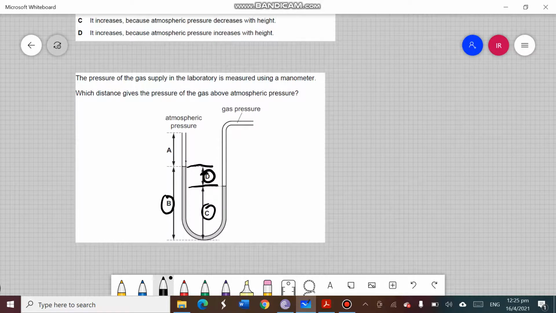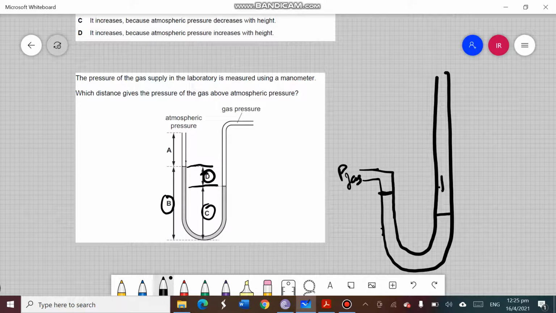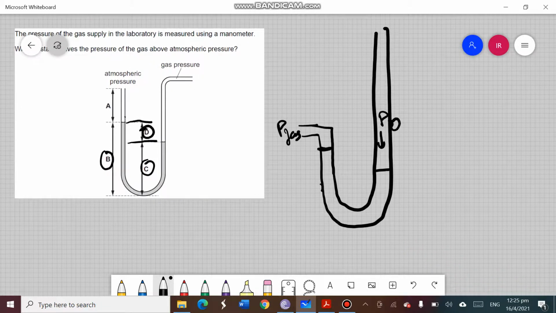And similarly, the question could have asked you the other way around, that if the atmospheric pressure was greater, say the atmospheric pressure is larger than the gas supply pressure. The gas supply pressure is on this side, and on this side we have atmospheric pressure, right? If atmospheric pressure was greater than gas supply pressure, the question could have asked you how much is the pressure below atmospheric pressure by the gas supply. So in this situation, the pressure due to the gas supply is atmospheric pressure minus h rho g, remember? So this is h, so this becomes the equation.